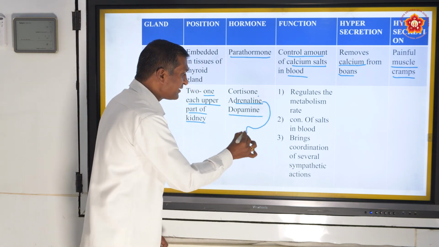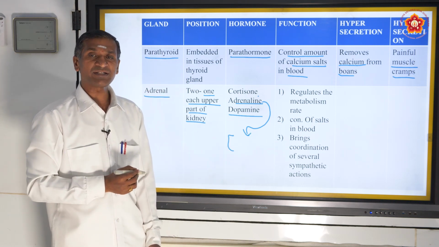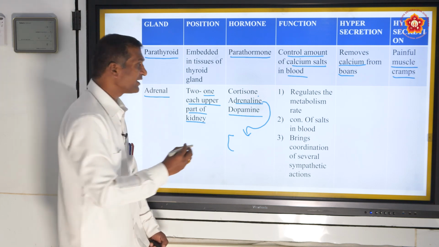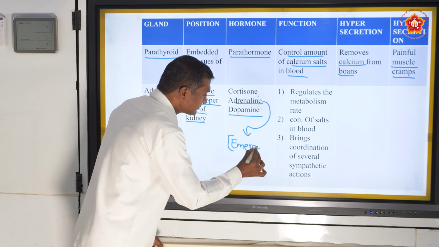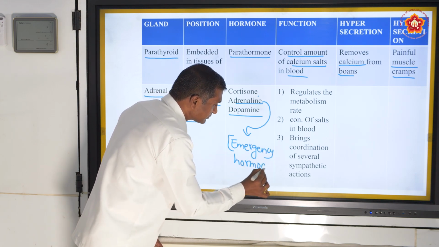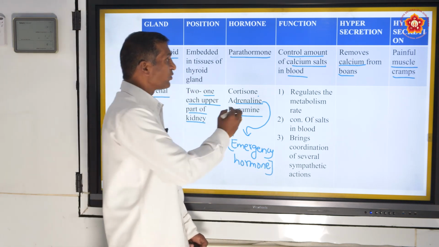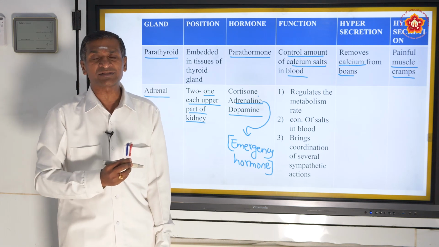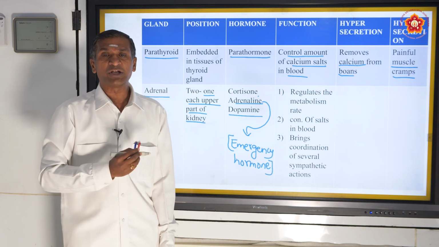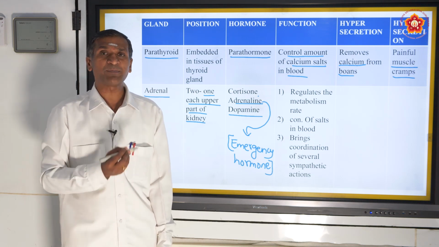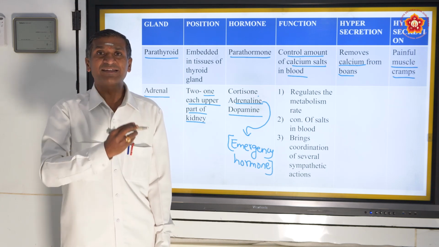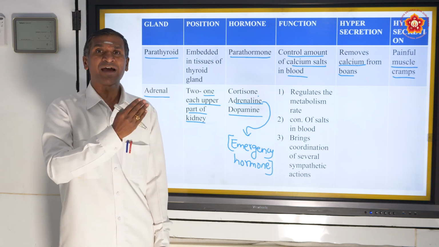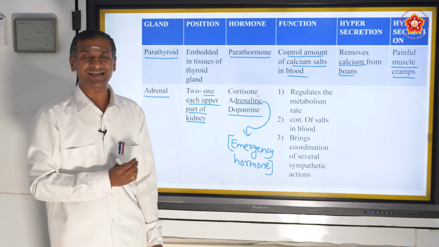Among them, adrenaline has another synonym name. What is it? Emergency hormone. In Kannada, we call it Turtu Paristitiya Chodan. The adrenaline is an emergency hormone. Why? Because adrenaline hormone is produced during abnormal conditions in the body, that is, during more heartbeat, over-sweating, high blood pressure. During all these times, the adrenaline hormone is produced. The reason? To bring the body back to normal conditions. So it is produced during emergency situations, so it is called the emergency hormone.